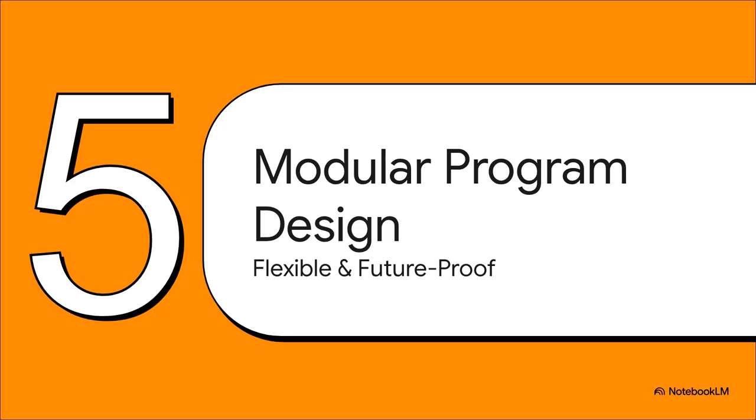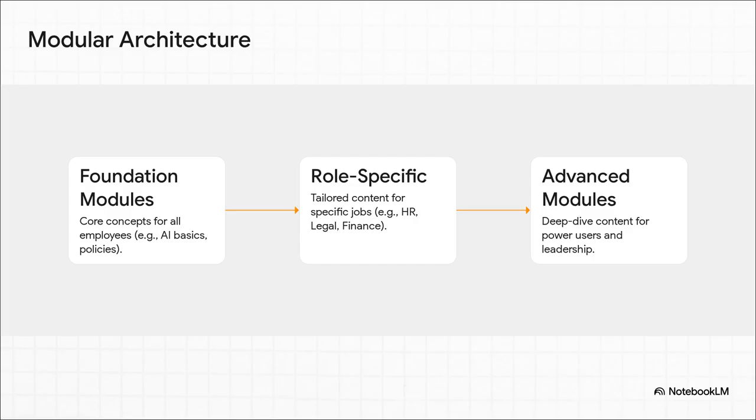This whole idea of prioritizing leads us to an even smarter way to design your program, thinking in modules. Instead of building one giant clunky course, you create a flexible system of interchangeable parts. For a topic like AI that is changing by the minute, this is an absolute game changer. This chart shows you the perfect way to structure it. Think of it like a pyramid.